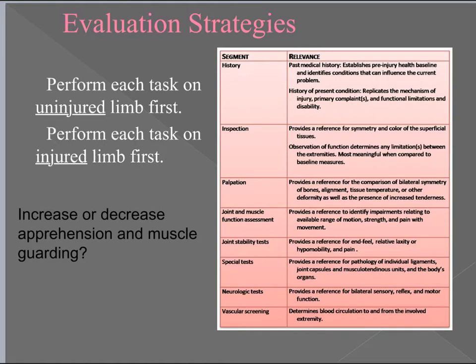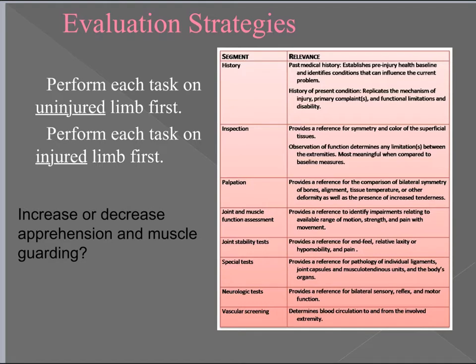But what we want to really consider is the following: that in any patient that we work with, we always want to perform the task, whether that's a special task, a movement task, a functional task, right, on the uninjured limb first. And there's two reasons for that. Number one, we don't want to injure our patient because they're apprehensive. But then the other component to that is the uninjured limb serves as a baseline for us. It allows us to see what normal would look like for that particular patient, right?